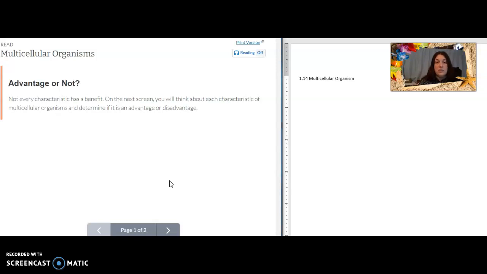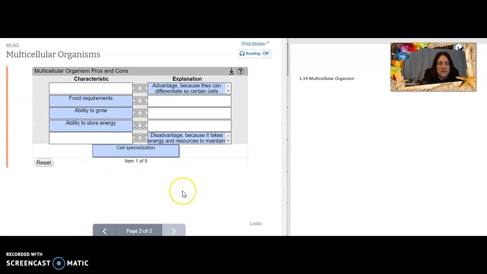On the next screen, you will think about each characteristic of multicellular organisms and determine if it's an advantage or a disadvantage. Anytime one of these types of things show up, you definitely want to actually do them, but then you want to add them to your notes. Sometimes they have it look like a couple basketball hoops where you throw the basketballs into the correct place. Same thing. Those are things that you want to add to your notes in a table or a graphic organizer.